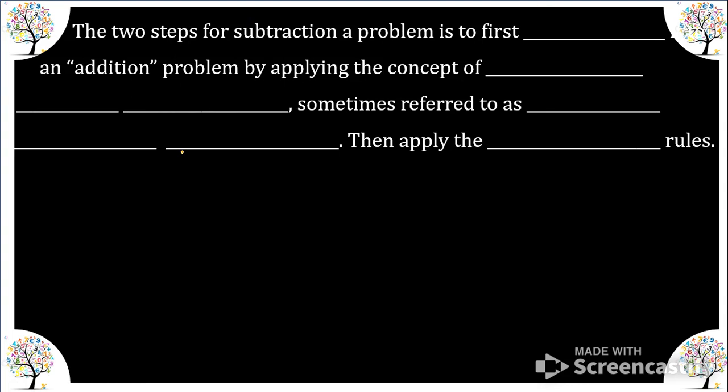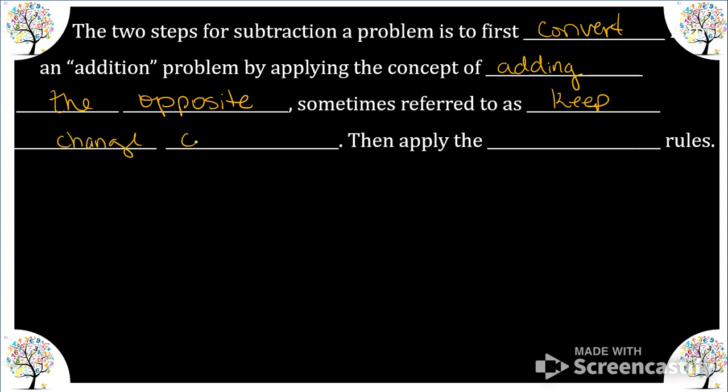The 2 steps for subtraction is to first convert to an addition problem by applying the concept of adding the opposite. So anytime we have subtraction and we're dealing with integers, we're going to apply add the opposite. And sometimes this is referred to as keep, change, change. So sometimes your teacher may say keep, change, change. And then once you convert your subtraction problem to addition, then you apply the addition rules that we learned in the previous lesson.